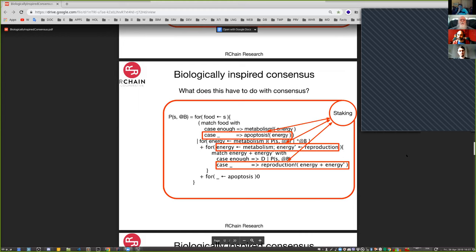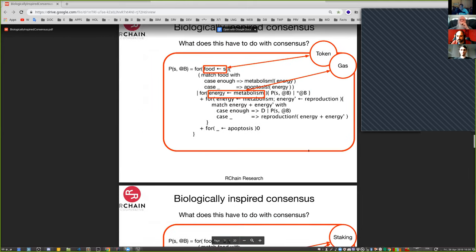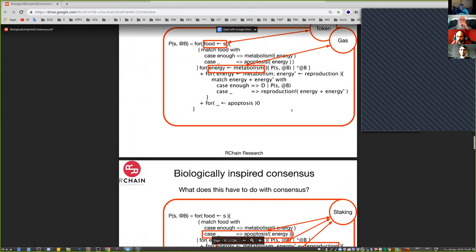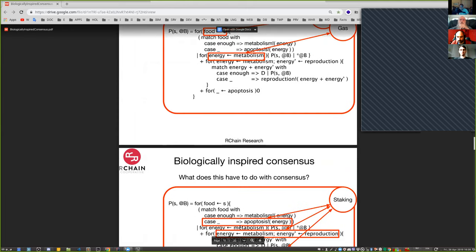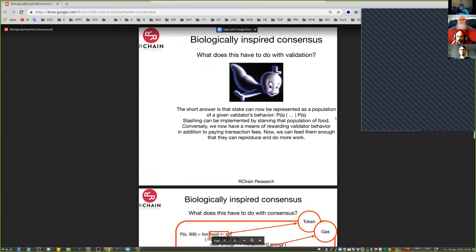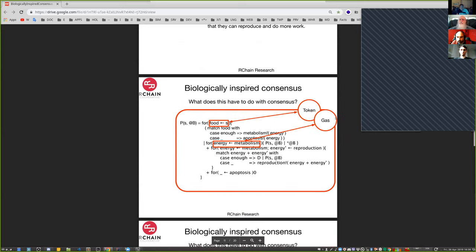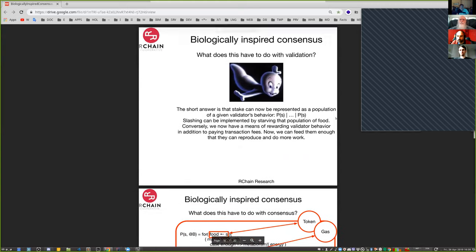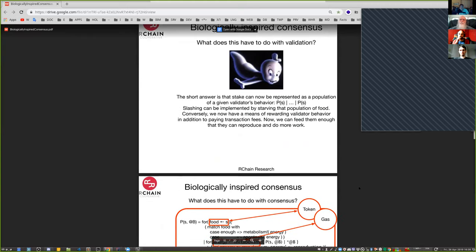Well, I'm also confused. On slide 11, he shows the token in the token in gas. Yeah. And that's different from staking, right? Yeah. On slide 10, he says, slashing can be implemented by starving a population of food, which makes sense. Yeah. The next part, conversely, we now have a means of rewarding validator behavior in addition to paying transaction fees. We can feed them enough that they can reproduce and do more work.